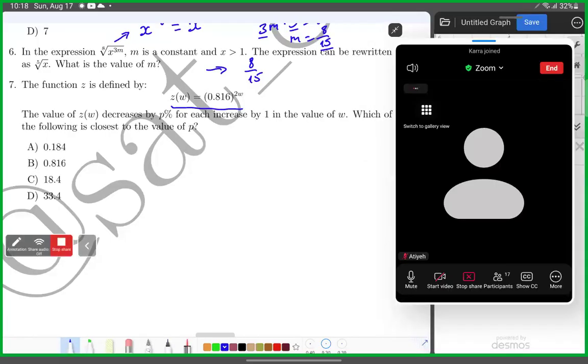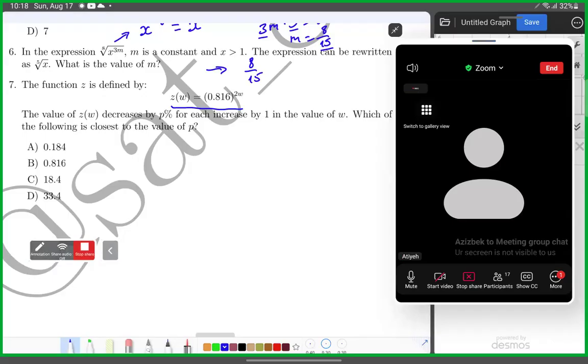Immediately. I cannot see your screen. Yeah, Atiya, you want to say something? Yes, I cannot see your screen. Oh, thank you. Now you can see, yes? Yes. Okay. Thank you. Let's continue.